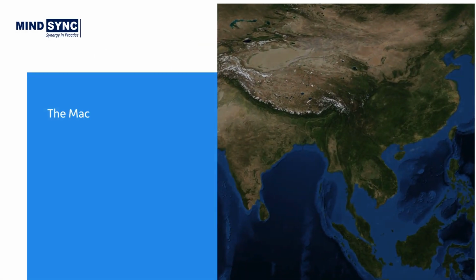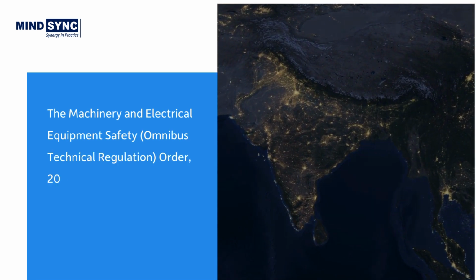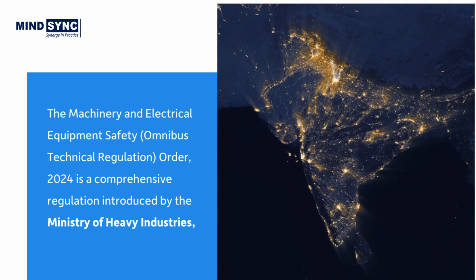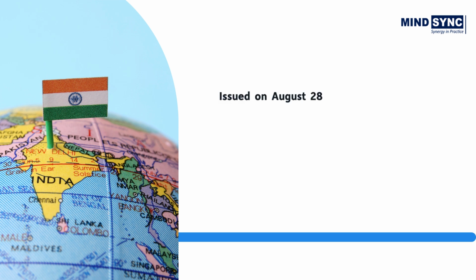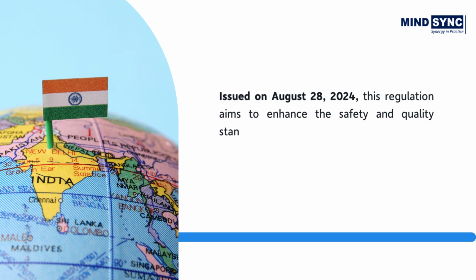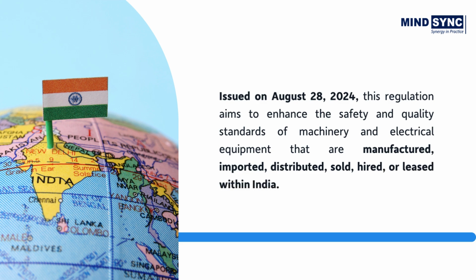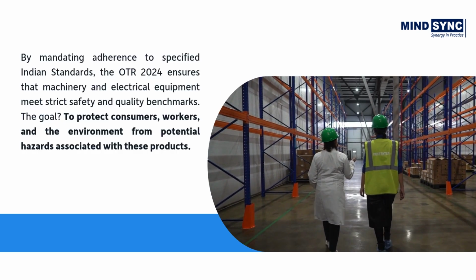The Machinery and Electrical Equipment Safety, Omnibus Technical Regulation, Order, 2024 is a comprehensive regulation introduced by the Ministry of Heavy Industries, Government of India, issued on August 28, 2024. This regulation aims to enhance the safety and quality standards of machinery and electrical equipment that are manufactured, imported, distributed, sold, hired, or leased within India, by mandating adherence to specified Indian standards.